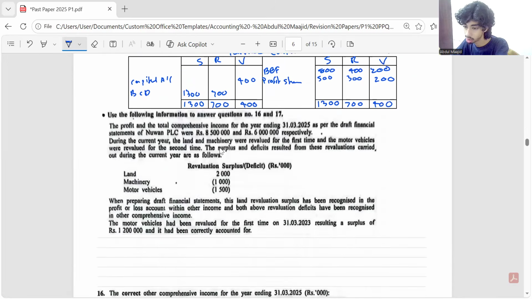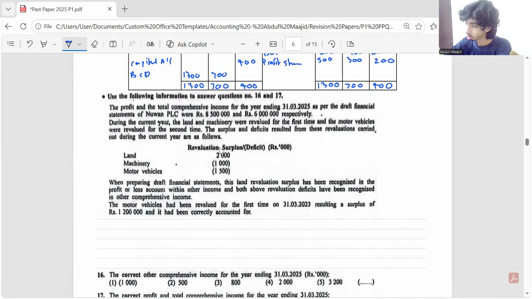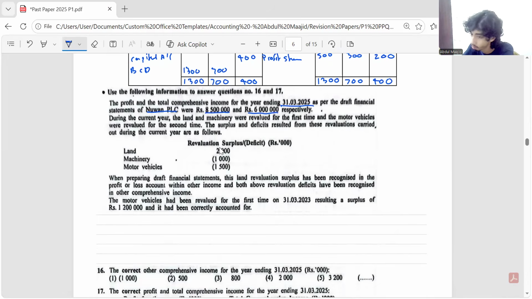Ninth. The profit and the total comprehensive income for the year ending 31st March 2025, as per the draft financial statement of Nuwan PLC, were 8,500,000 and 6 million respectively. The profit they have calculated as 8,500,000. The total comprehensive income they have calculated as 6 million. Total comprehensive income.